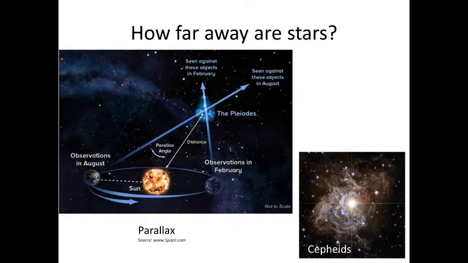Now, this technique still works today, but the stars have to be within about 400 light years of the Earth, which is basically like an inch in astronomy. Now, by the way, light year doesn't mean time, it means distance. It's how far light can travel in 1 year in space. So it's like a foot or a mile or a light year, okay?